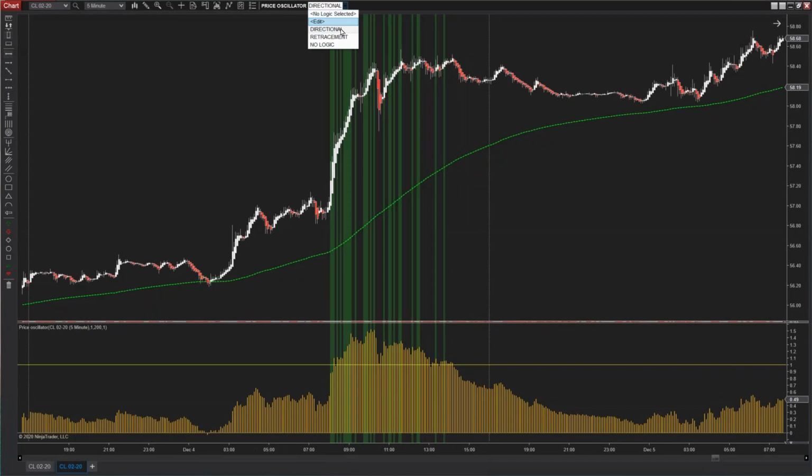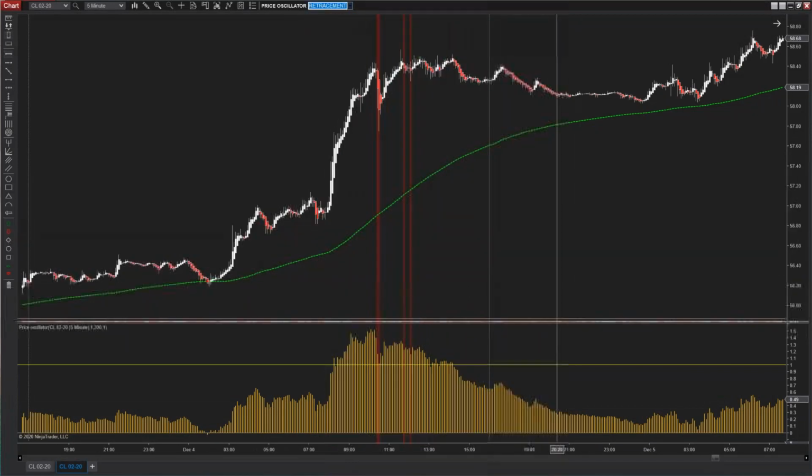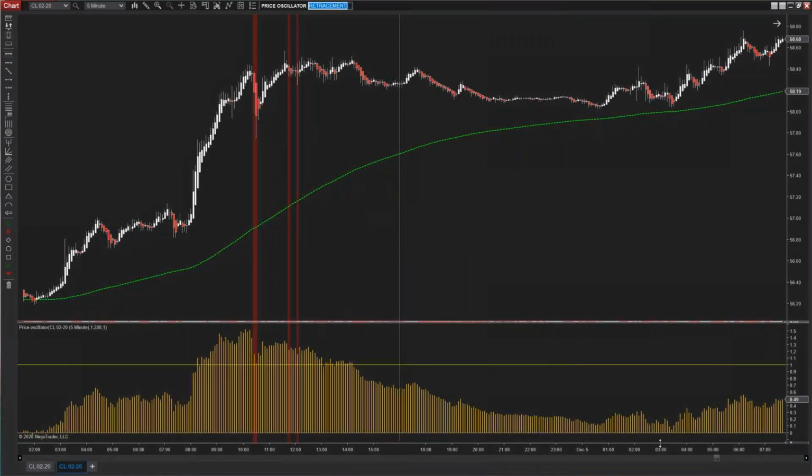Okay, let's see what the retracement looks like. Look at that. Can't get any better, can I?